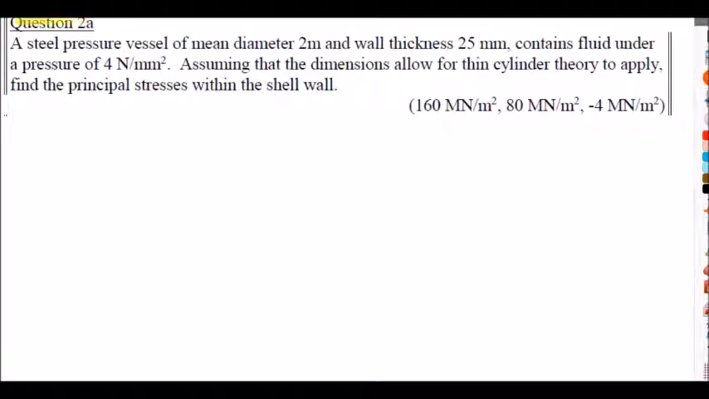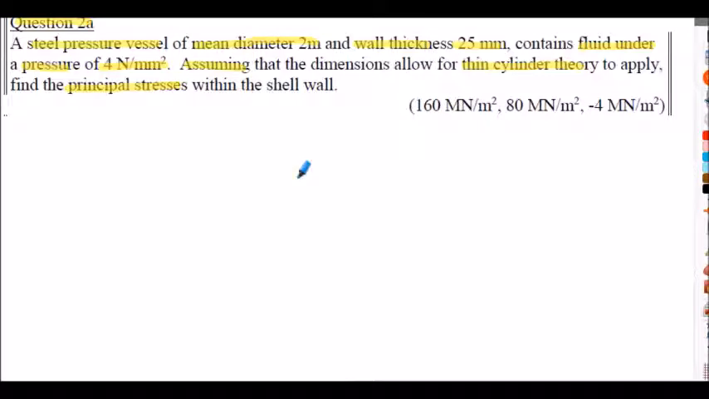So question 2, a steel pressure vessel of mean diameter 2 meters. We're not bothered whether they give us mean diameter or internal diameter, to be honest. We're just going to use that as D. And a wall thickness of 25 millimeters contains fluid under a pressure, and the pressure this time is 4 newtons per millimeter squared. Assuming the dimensions allow for thin cylinder theory, so we can make that assumption, thin cylinder theory is applicable here, we've got to find the principal stresses within the shell wall.